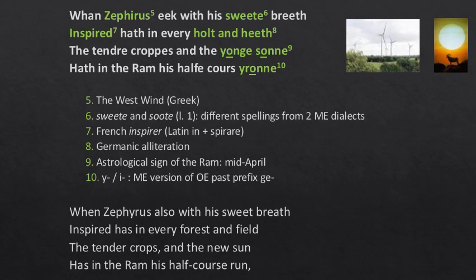So what's the young sun done? The new sun, the younge sonne, hath in the ram his halve cours yronne, has run halfway through the zodiacal sign of the ram. I've underlined three vowels there, O's, which you might have noticed I pronounced as U's. I'm not going to tell you why yet. I will tell you why later.